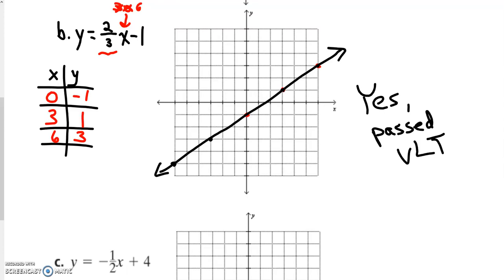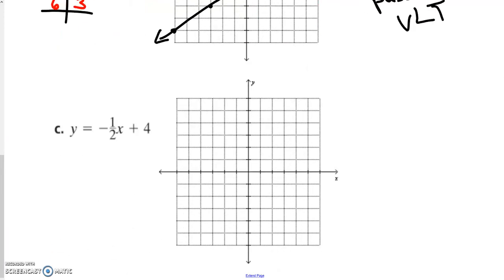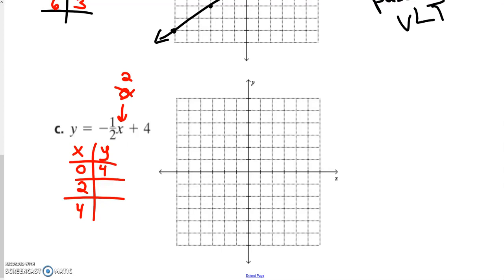Last one in this group. Same thing, we need an XY chart. The coefficient on x is a fraction, so make it easy on yourself. 0, 2, and 4. Substitute in a 0. Negative a half times 0 is 0 plus 4 is 4. Substitute in a 2. Half of 2 is 1, but this says negative, so I want negative 1 plus 4, which is a 3. Substitute in a 4. Half of 4 is 2, but I want negative here, negative 2 plus 4 is 2.